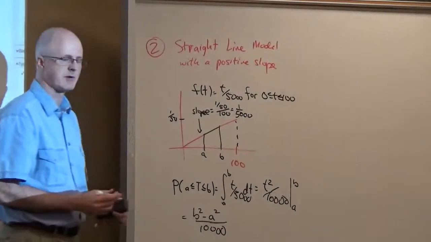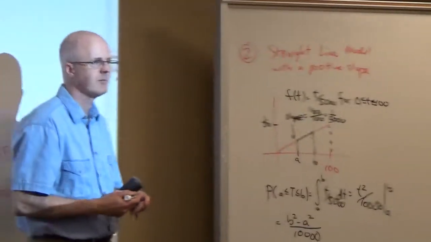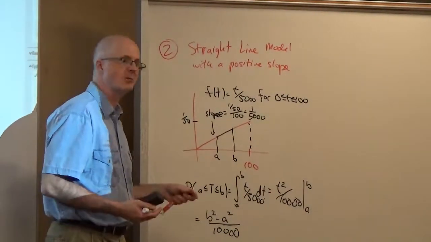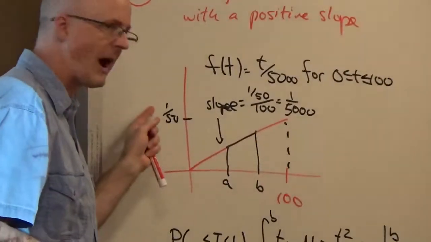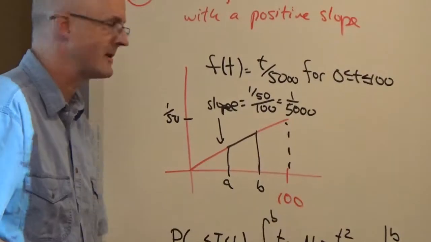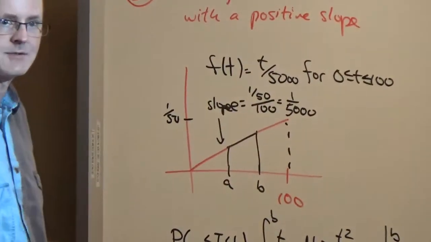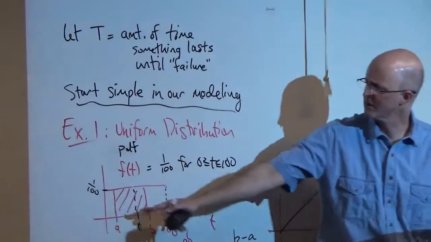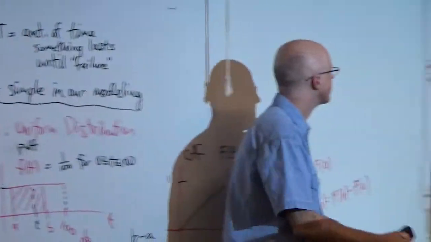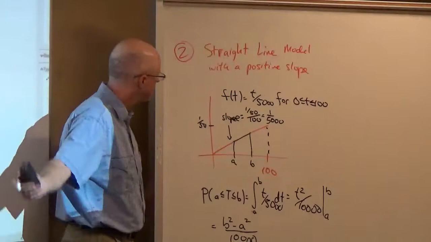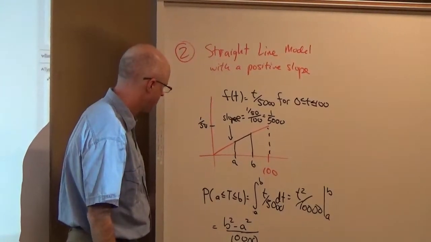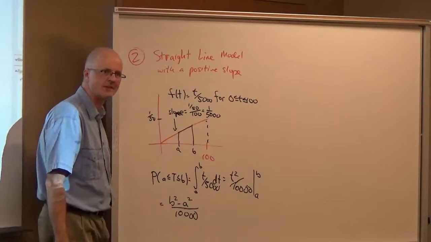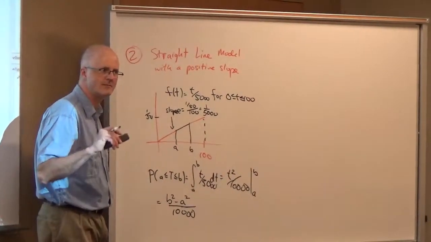B squared minus a squared over 10,000. That's the problem. I looked at that 150 and thought, oh, that's the slope. No. That's the rise for a run of 100. So the slope is much smaller. It's 1 over 5,000. Well, it still goes up to 1/50th here. It still ends up being twice as high on that scale over there. Then when a is 0 and b is 100, I get 10,000 over 10,000. I get a probability of 1.